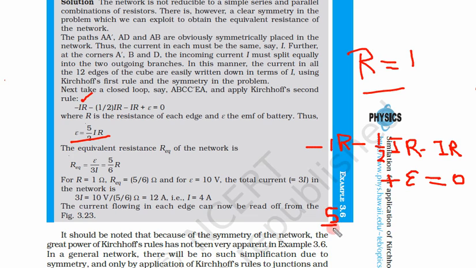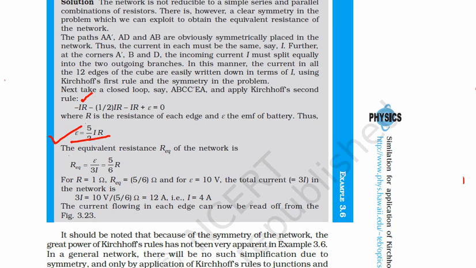So 5 by 2 IR minus, and then this epsilon was plus, is equal to 0. So again taking this epsilon to the other side, that also becomes minus, and minus minus becomes positive. So 5 by 2 IR is equal to epsilon. Now we have got the equation 5 by 2 IR is equal to epsilon.